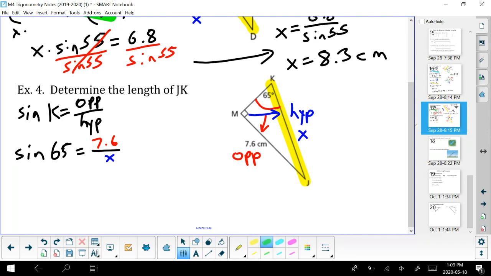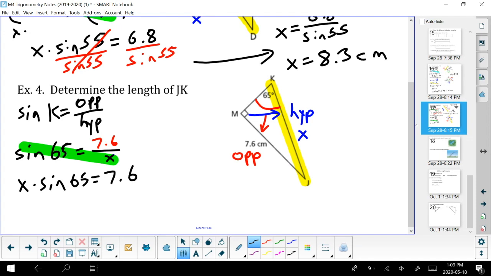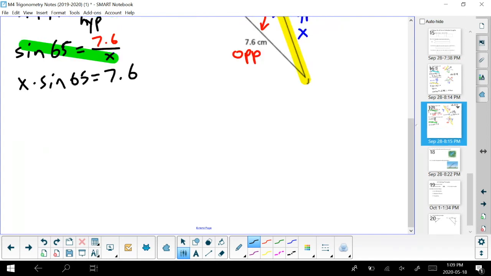Once again, let's get rid of our denominator by multiplying that x onto both sides. So we get x times the sine of 65 is equal to 7.6. We can then divide both sides by the sine of 65.